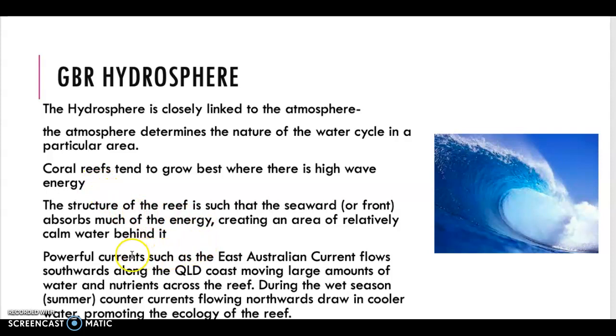We also know that powerful currents exist around the Great Barrier Reef, such as the East Australian Current, and they move water and nutrients across the reef during the wet season, promoting more biodiversity, another link with the biosphere. Really, when we're talking about the hydrosphere, the most linked spheres will be the atmosphere because of the weather and the rain and the cyclones, and the biosphere because of the current movements.